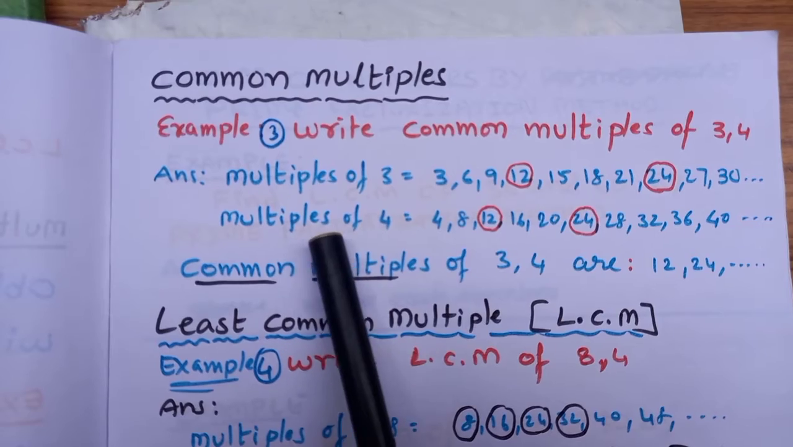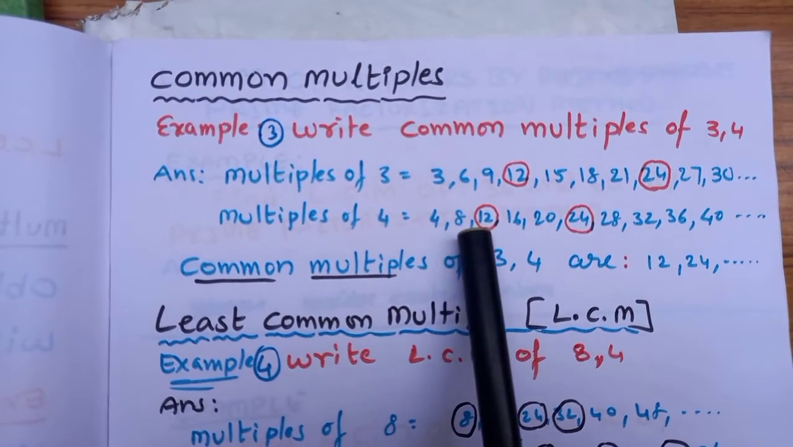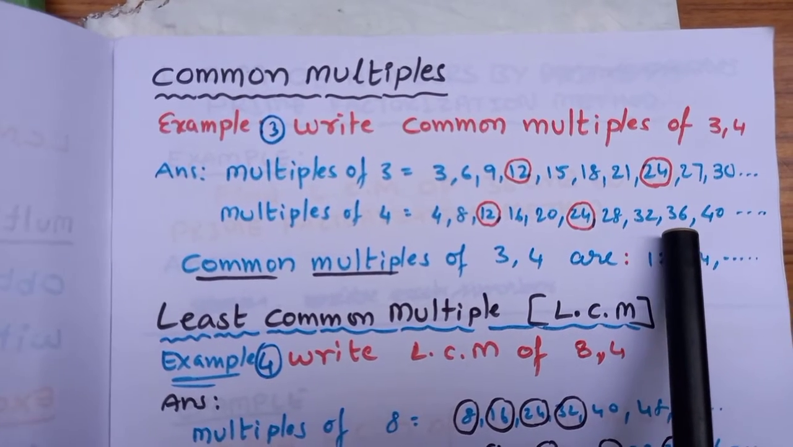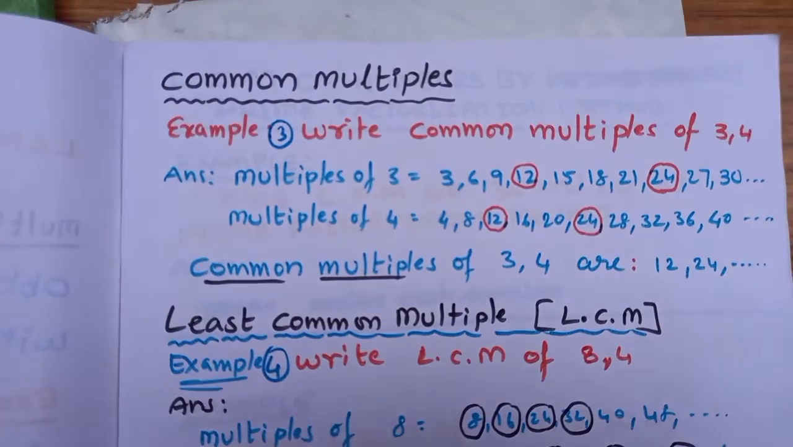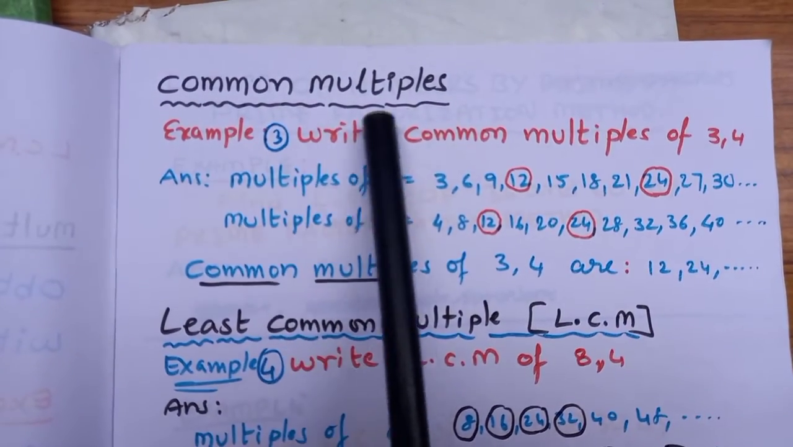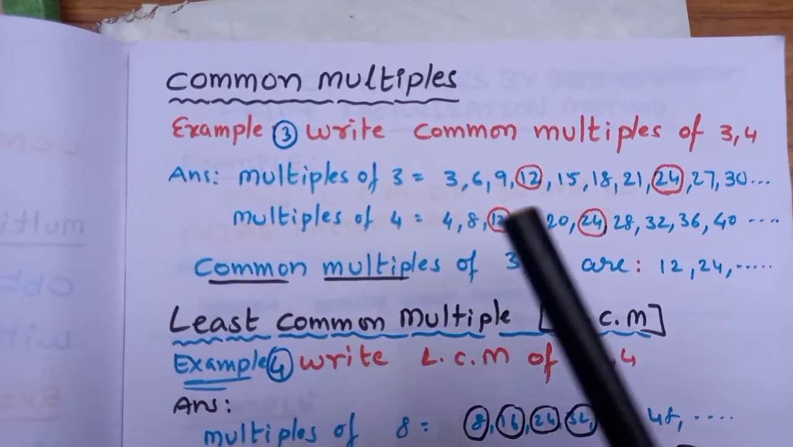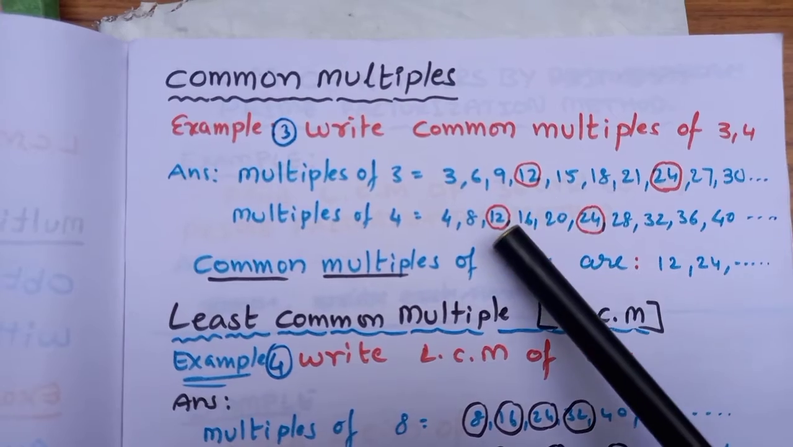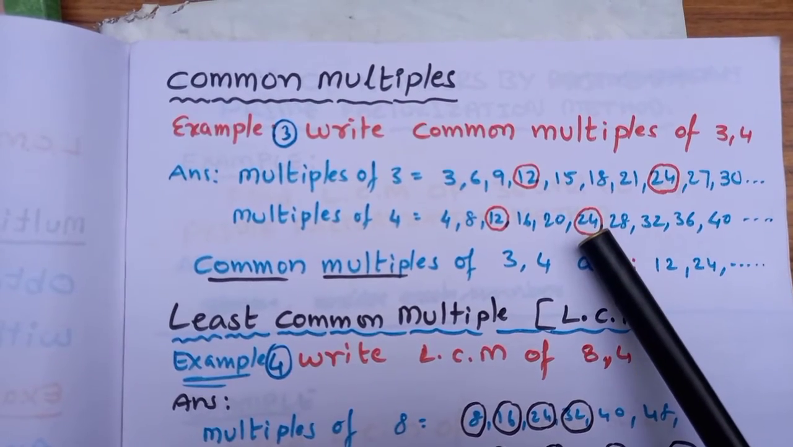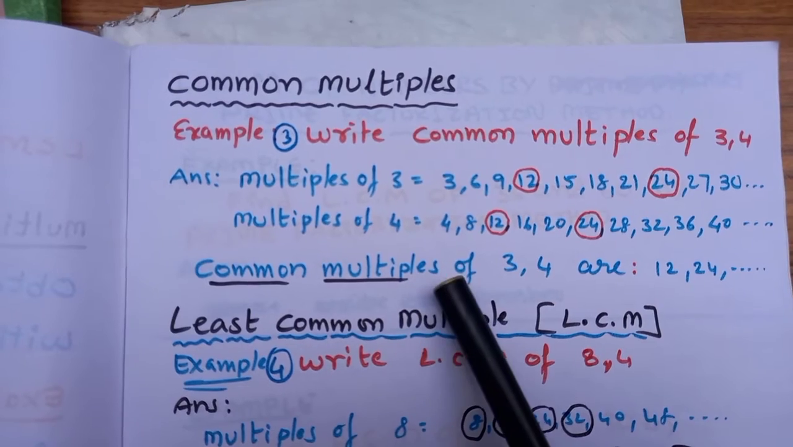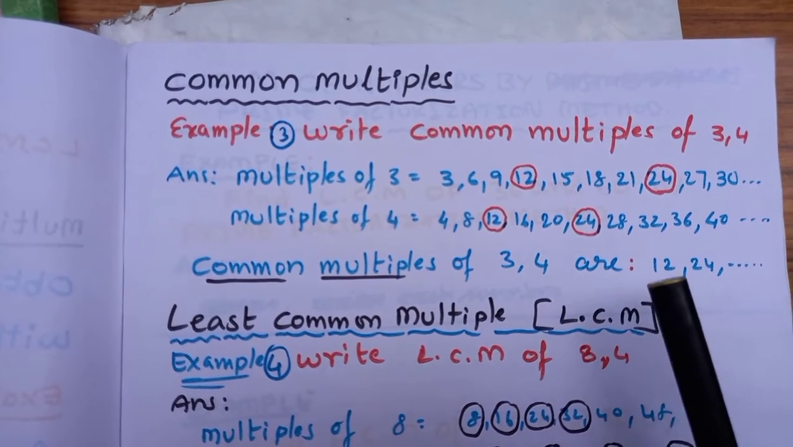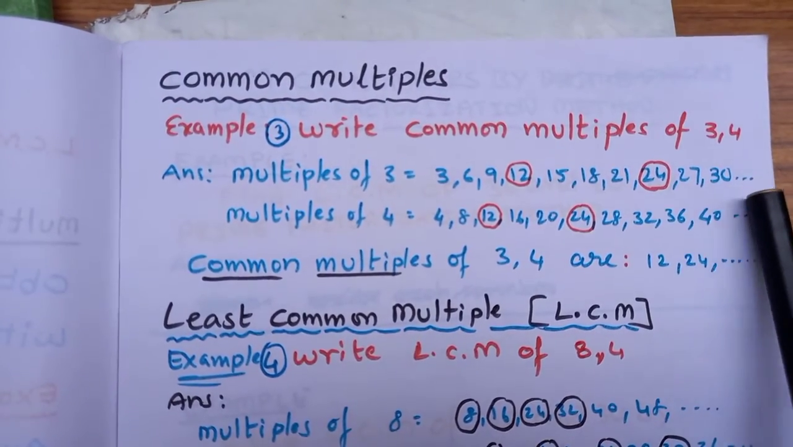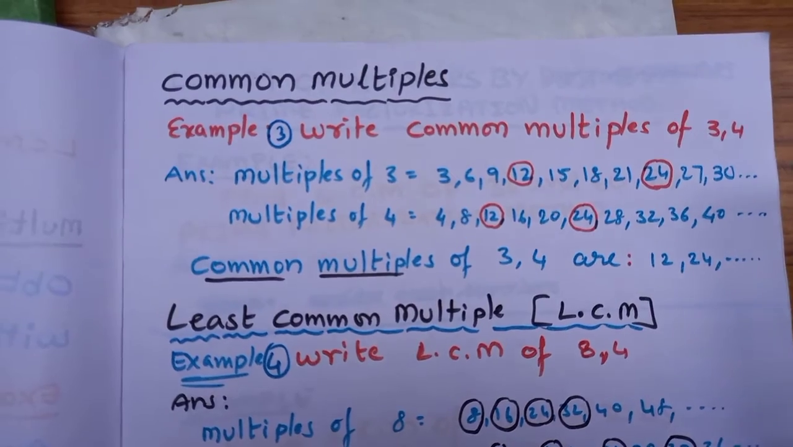Next we have to write multiples of 4: 4, 8, 12, 16, 20, 24, 28, 32, 36, 40. Now what is our aim? Find out multiples, common multiples. So here observe, in these two multiples, 12 is common, 24 is common. Now write down the common multiples of 3, 4: 12, 24 and so on. That means if we extend these numbers, we will find other numbers also.